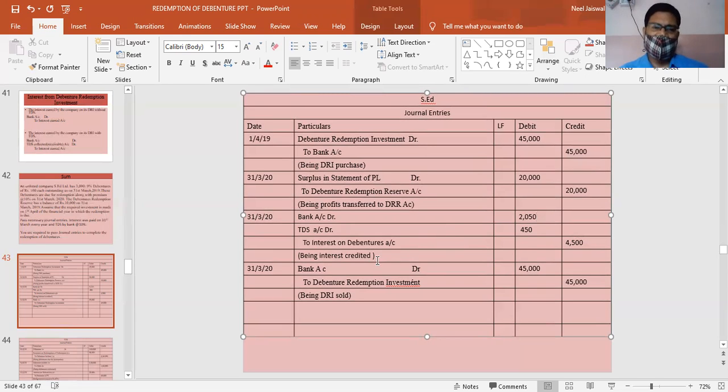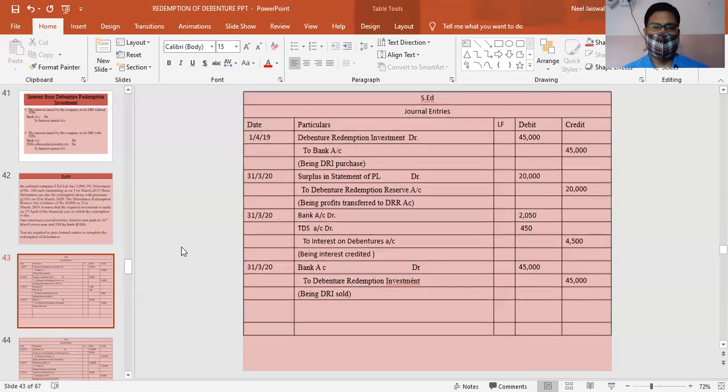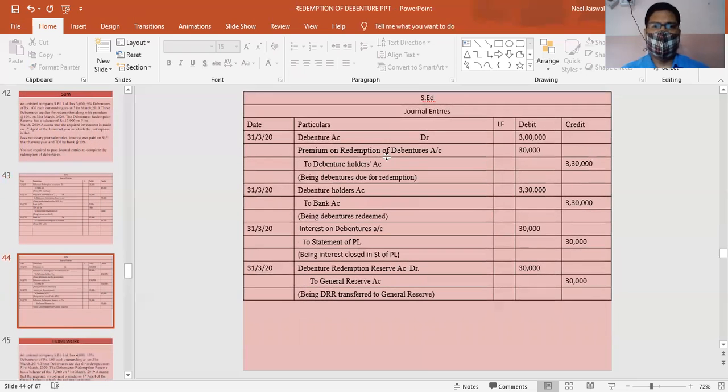Now we are selling off the debenture redemption investment on the date of redemption, and that is bank account debit to DRI 45,000. So we have sold off this DRI on the date of redemption. Now we have to pay off the debenture holders. Debenture holders need to be paid 10% more because premium amount is 10%. 3 lakhs was the debenture, 10% more is 3,30,000. So to debenture holders 3,30,000. Premium on redemption of debenture 30,000 and debenture 3 lakhs.